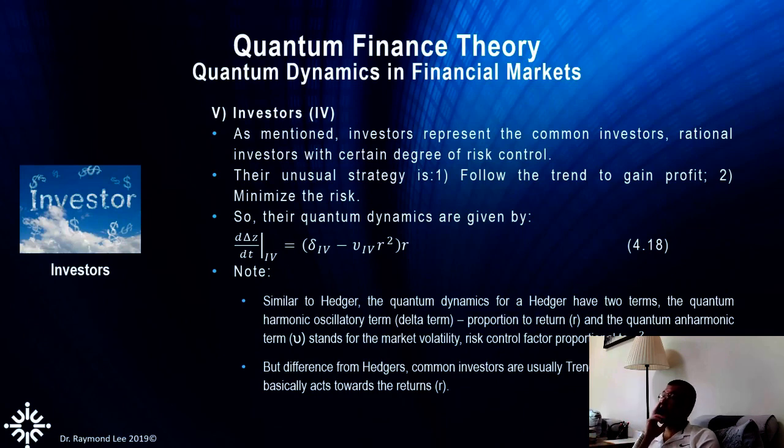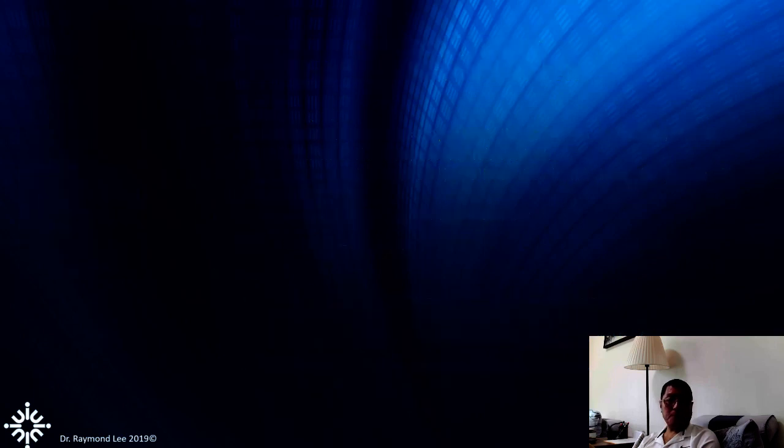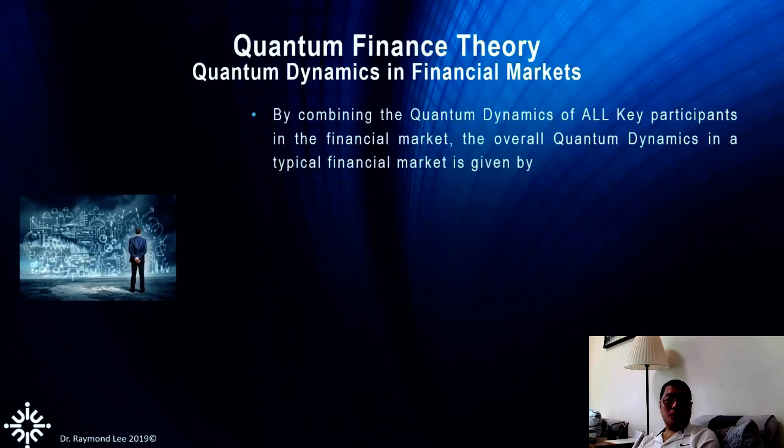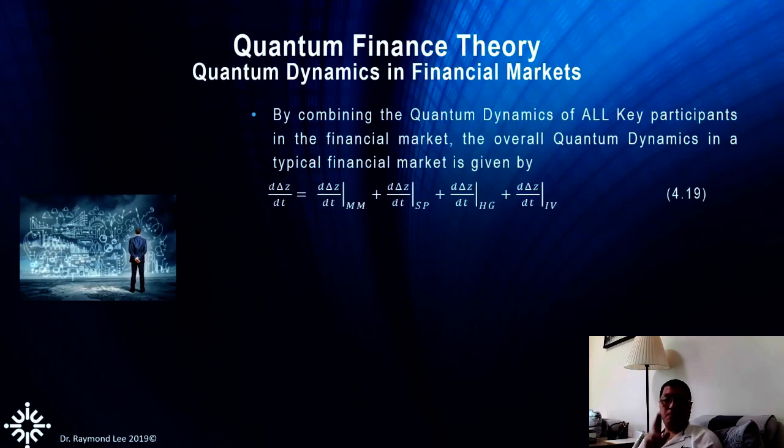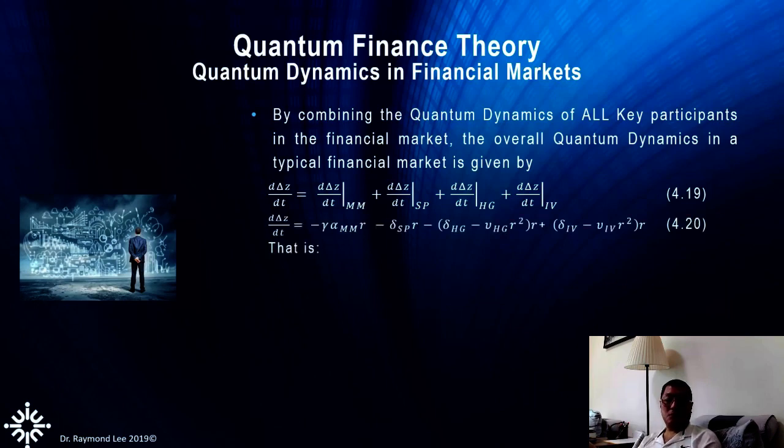In fact, this formulation came about only 10 years ago, in some important papers on quantum theory and quantum finance. By combining all these equations, we come up with something like this: the four participants, the market maker MM, the speculators, the hedger HG, and the investor IV.